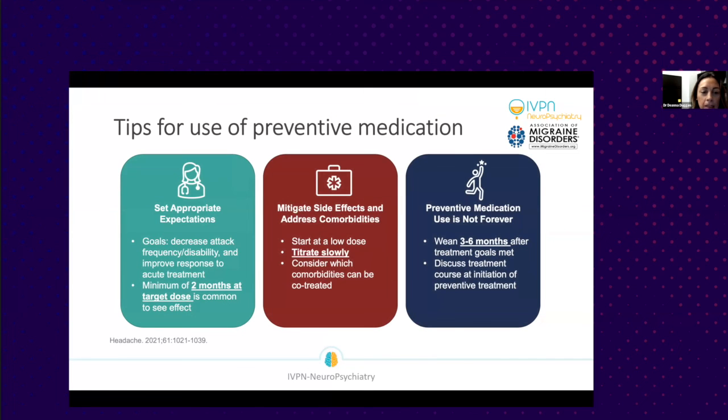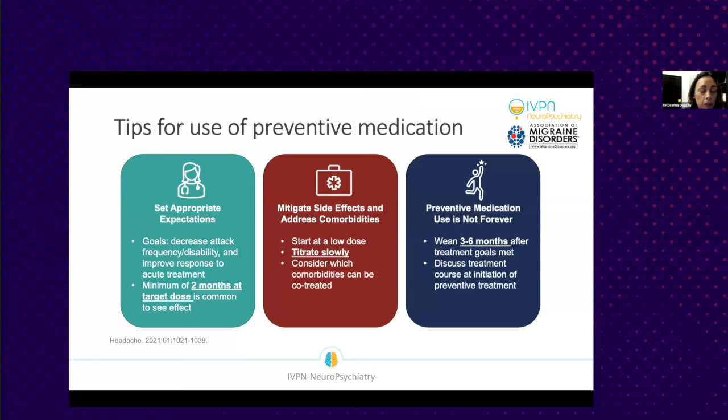So some tips: set appropriate expectations. I wish we could bold highlight this and make this 60 font. Families need to understand that even though we are starting a preventive treatment plan, they're still going to have breakthrough migraines. There's no cure. Just because they're going to start this medicine doesn't ensure that they're never going to have breakthrough migraine attacks. And so the expectations need to be clear that we're using this medicine to try to help slow down the progression of, or reduce the frequency and intensity of, migraines, to improve quality of life.